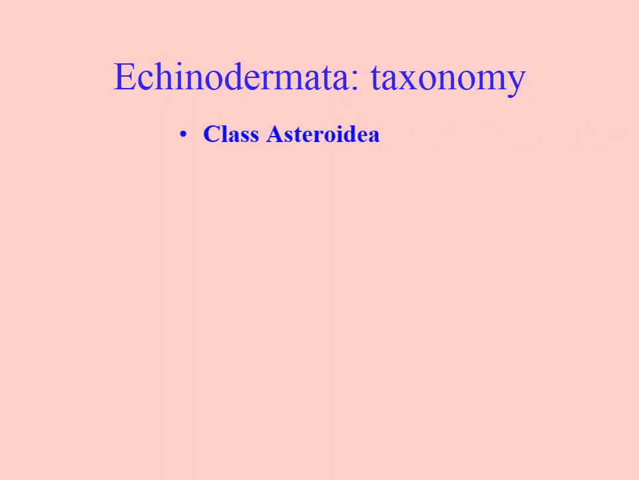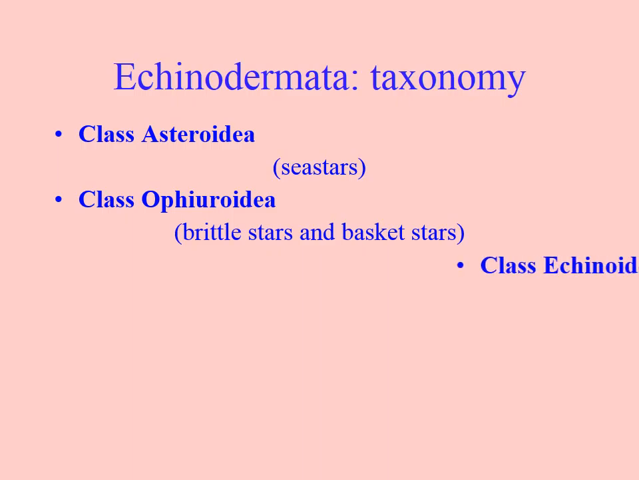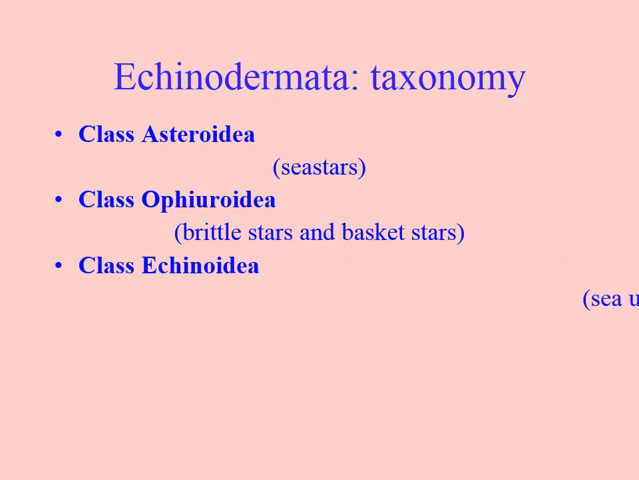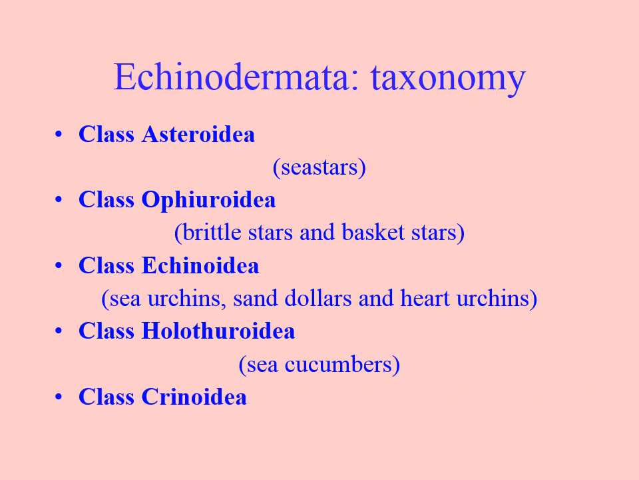Taxonomy. Asteroidea, that is the sea stars. Ophiuroidea, brittle stars and basket stars. Echinoidea, sea urchins, sand dollars, and heart urchins. Class Holothuroidea, sea cucumbers, and finally Crinoidea, sea lilies and feather stars.